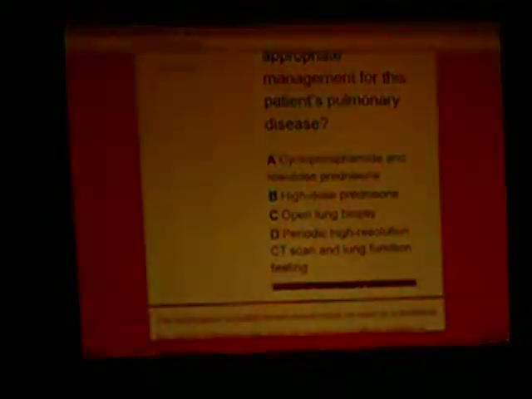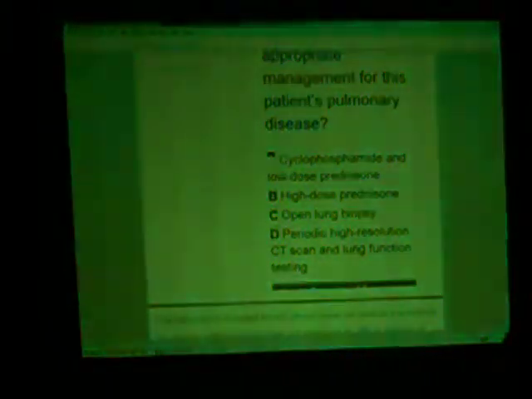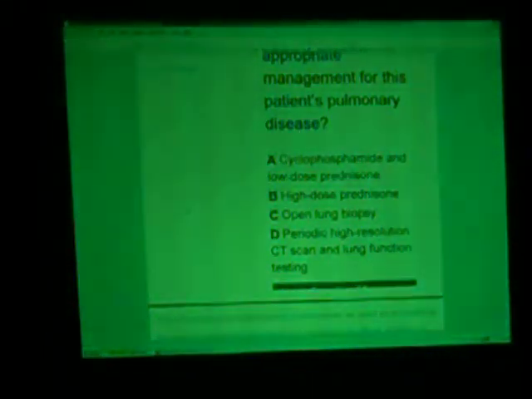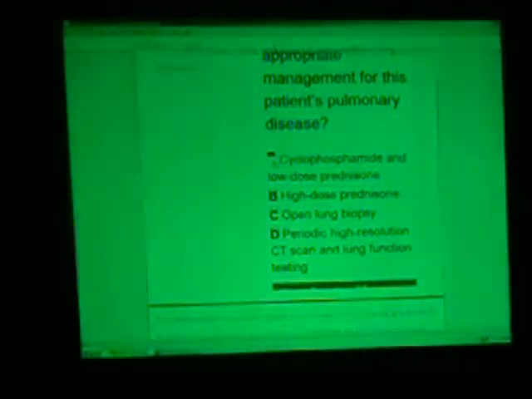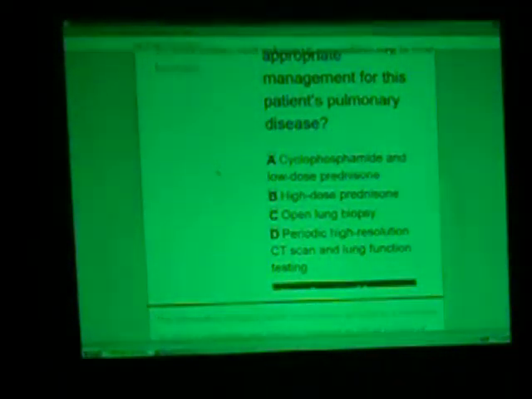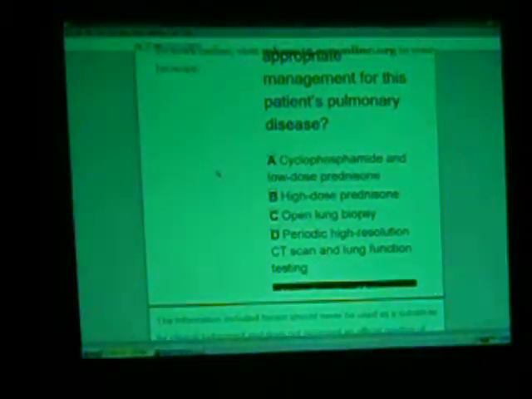So what's the most appropriate management for this pulmonary disease? Periodic high-resolution CT. Or do we need to have a diagnosis? We need tissue, I should guess. Before starting cyclophosphamide and prednisone, what are we treating? Fibrosis? Because you said ground-glass.